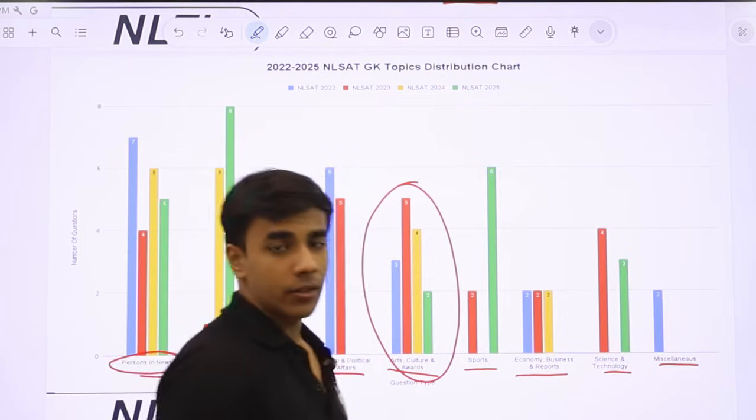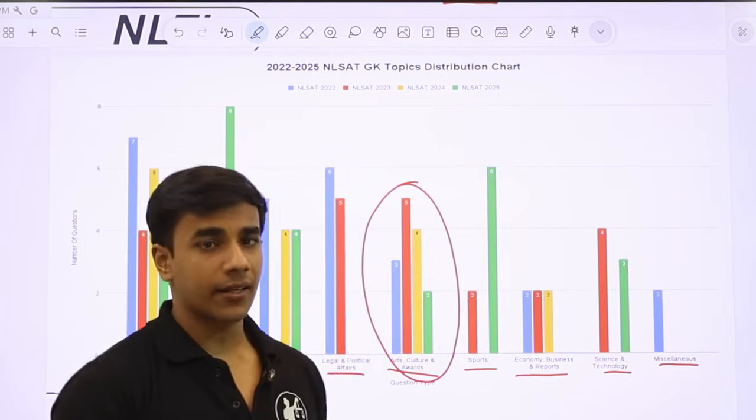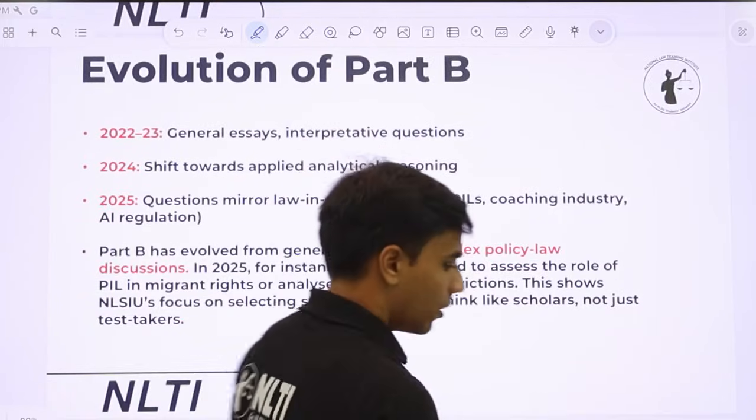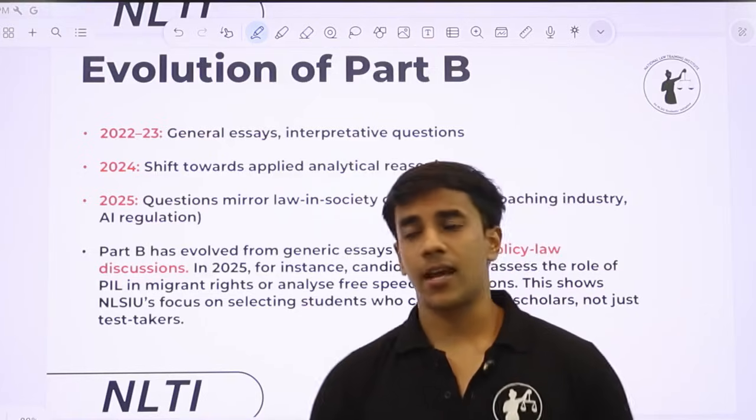Science and technology, very important. Science and technology is important and a recurring topic in NLSAT, and miscellaneous forms a minuscule part of what is asked in the GK section of NLSAT.